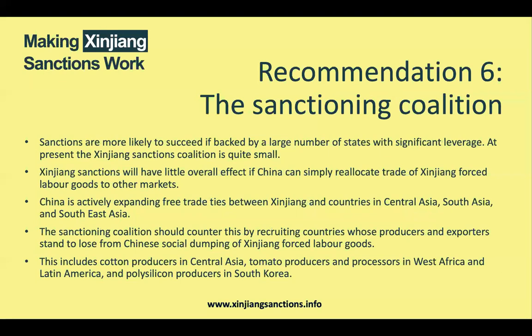Sanctions are more likely to succeed if backed by a large number of states with significant leverage, and at present, the Xinjiang Sanctions Coalition is quite small. Xinjiang sanctions will have little overall effect if China can simply reallocate trade of Xinjiang forced labor goods to other markets. Indeed, China is actively expanding free trade ties between Xinjiang and countries in Central Asia, South Asia, and Southeast Asia. The sanctioning coalition should counter this by recruiting countries whose producers and exporters stand to lose from Chinese social dumping of Xinjiang forced labor goods. That includes, as I mentioned, cotton producers in Central Asia, tomato producers and processors in West Africa and Latin America, and polysilicon producers in South Korea.